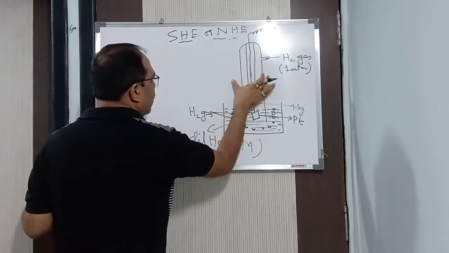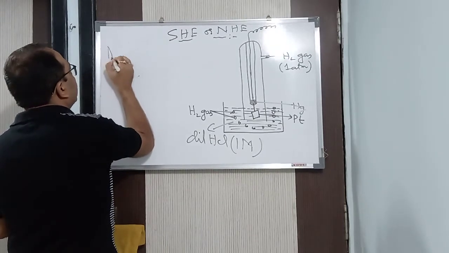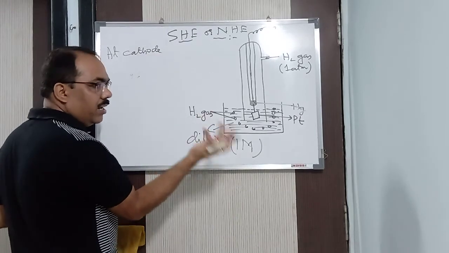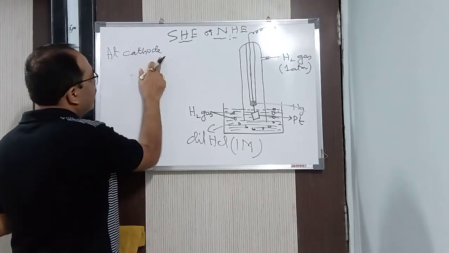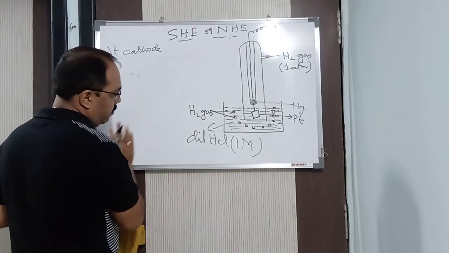Now let us say, as I said, this is being connected to a battery. Let us say it acts as a cathode, because a single electrode can act as cathode or anode, both. So in the cathode, which reaction takes place? Reduction reaction takes place in the cathode.